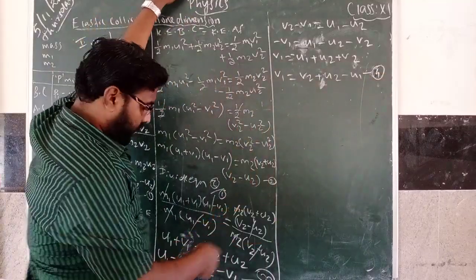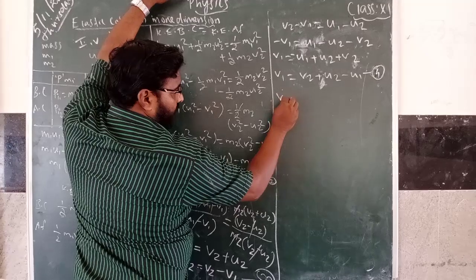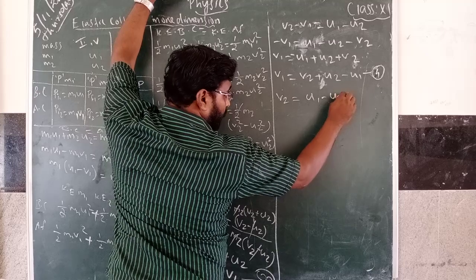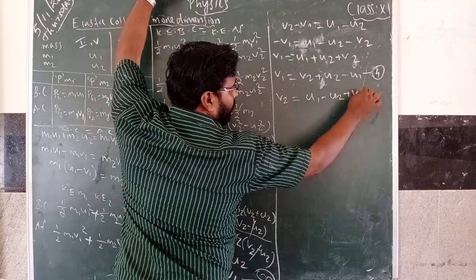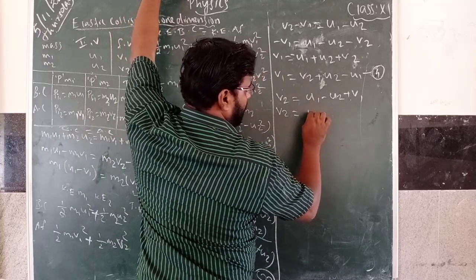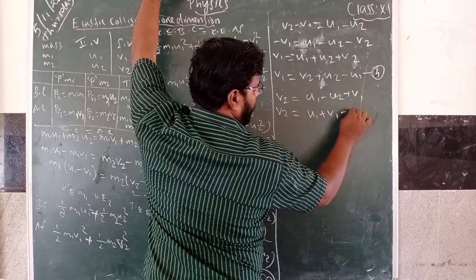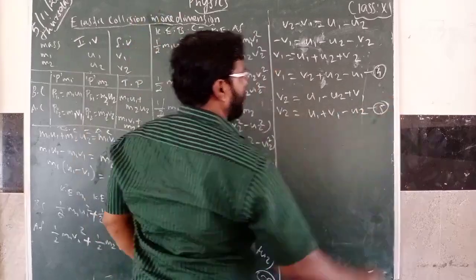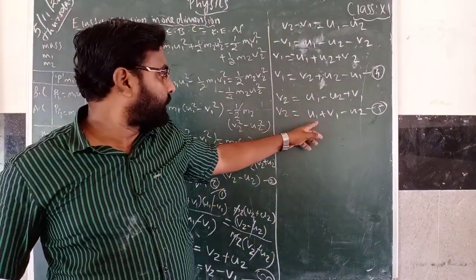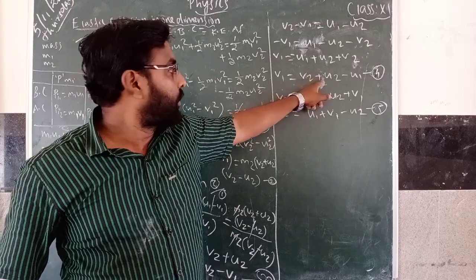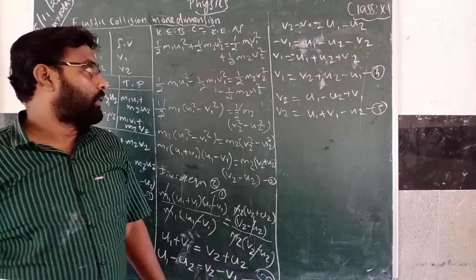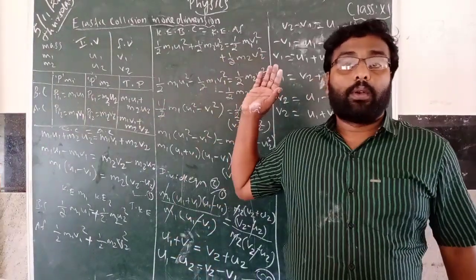Next you can find v2 from this equation. So v2 is equal to u1 minus u2 plus v1. So v2 is equal to u1 plus v1 minus u2. This is equation number 5. Now we got v1 and v2: v1 is equal to v2 plus u2 minus u1, and v2 is equal to u1 plus v1 minus u2. This is how we have found the velocities.